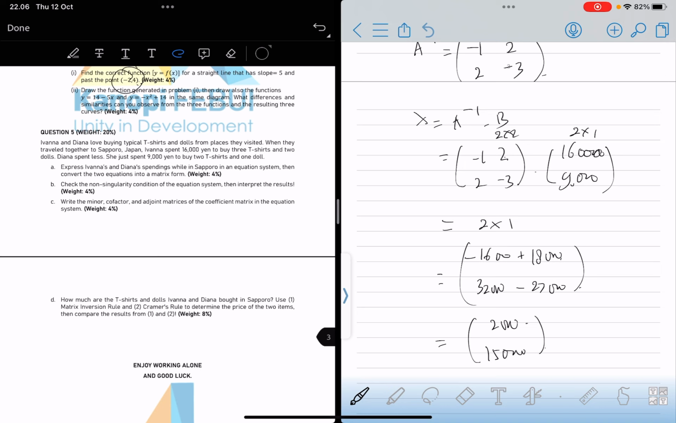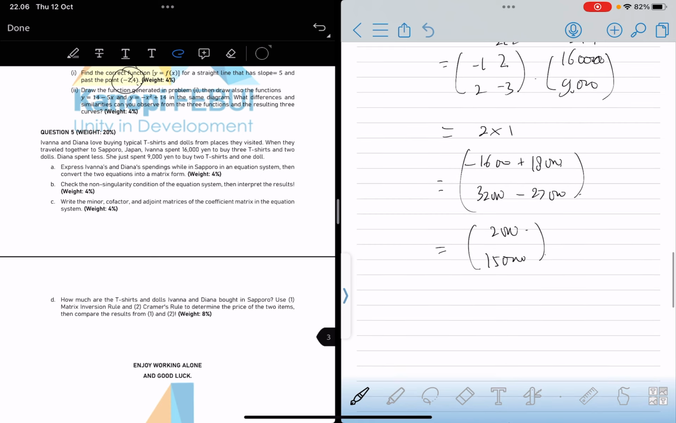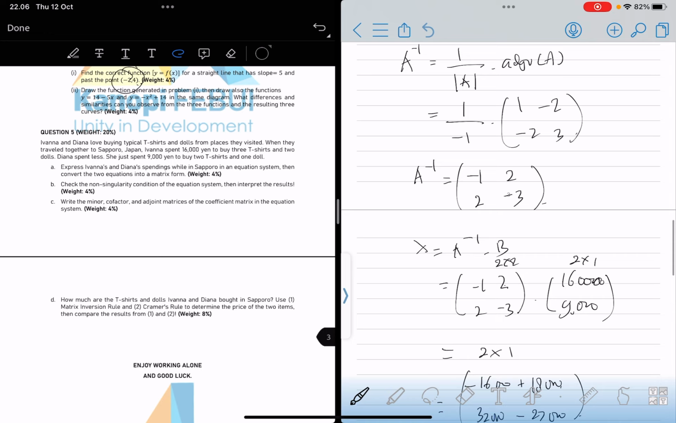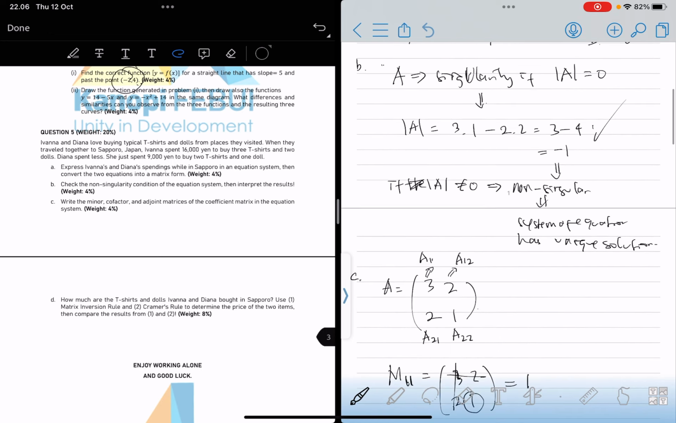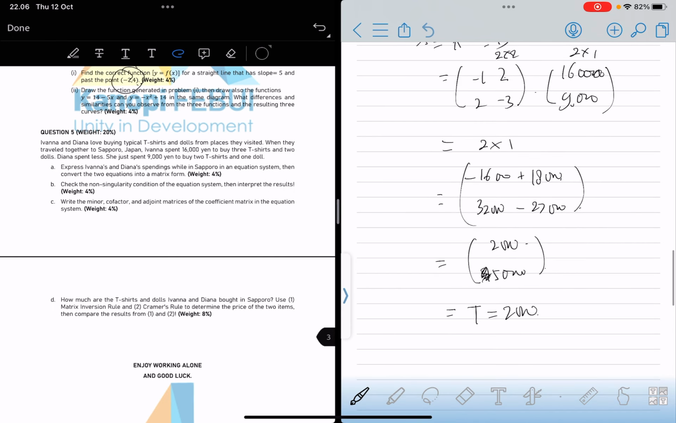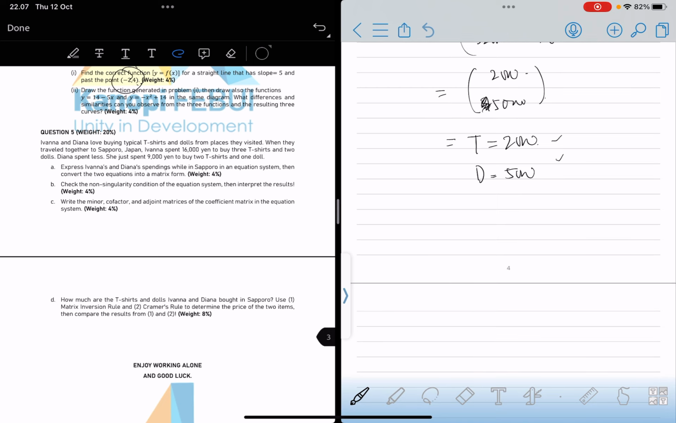So the answer is 2,000 and, no, not 15,000, so it's 5,000. So we know that T is 2,000 and D is 5,000. Okay, it's easy. This one is matrix inversion rule, and the second way to solve this problem is to use Cramer's rule.